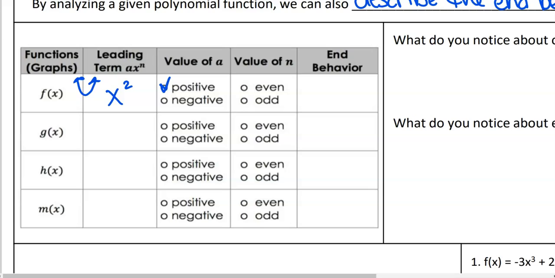The value of n. Look right here. It's a x to the power of n. So what's n? n is 2, which is an even number. This was the number 1. This was the number 2. And what did the end behavior end up being? Up, up.